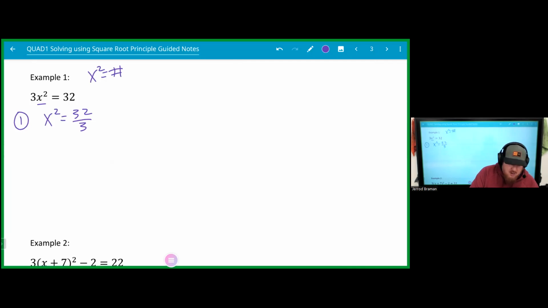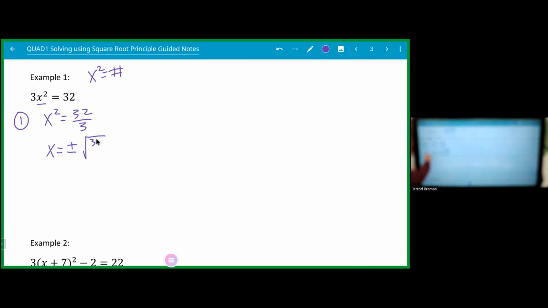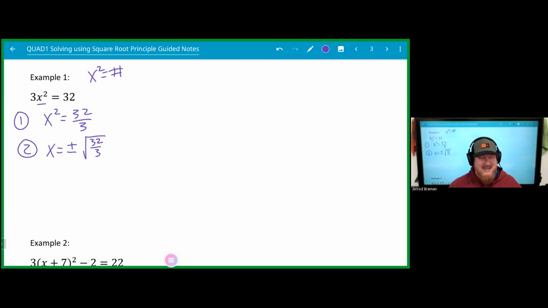Step 2 is to take the square root of both sides. And when we do that, we end up with x equals, don't forget the plus and minus, the square root of 32 divided by 3. That's our step 2. We've taken the square root of both sides. We did not forget our plus and minus.